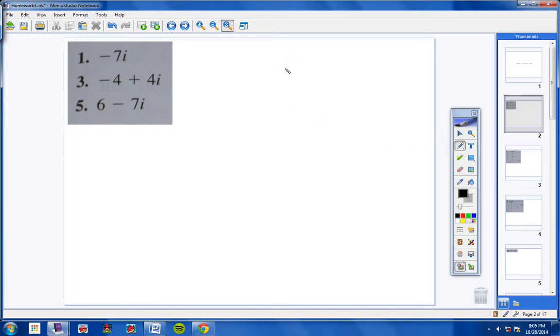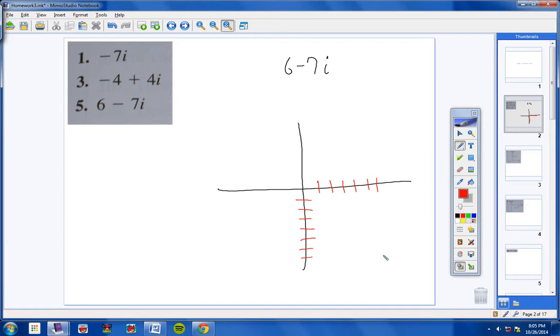Okay, moving on to number 5. Our complex number is 6 minus 7i. Here's our coordinate plane. We'll go positive 6 and negative 7. So over 6, down 7, there's our point. There we plotted, or we graphed, the complex number.